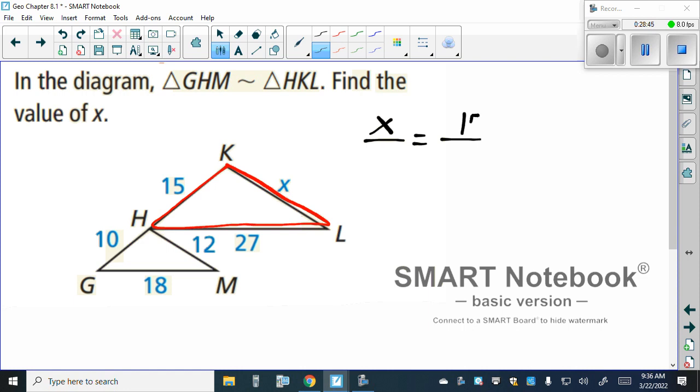15. Because we need two lengths from the one triangle, and we need two lengths from the other. Now, what is the side length that corresponds to our side length of x? 12. What corresponds to our side length of 15? 10.